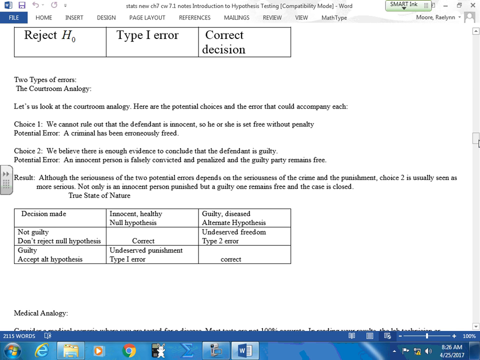So if our statement was, he was innocent, and we said not guilty, we made a correct decision. If he was innocent, but we charged him with being guilty, he had undeserved punishment, and somebody else is out there committing these crimes. If he was guilty, and we proved him not guilty, he's out there roaming the streets. So these are the types of errors that you're going to get.